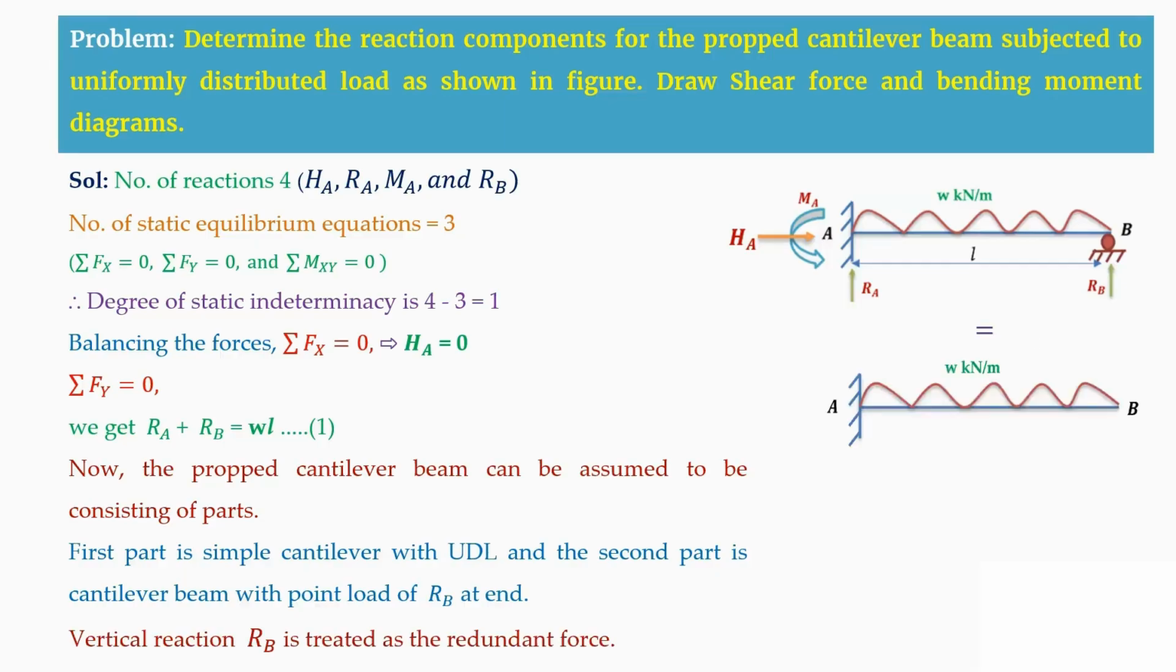Now you can see that this is the first part, a cantilever beam with the UDL, the external load only. Plus, you have another beam, which is also a cantilever beam, with a vertical reaction at B, that is RB. By adding these two figures, we get the above propped cantilever beam. Here I am treating the RB reaction as a redundant force, that is, the vertical reaction.